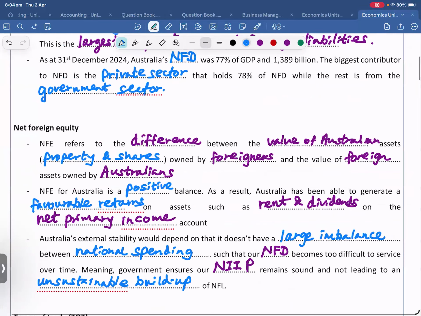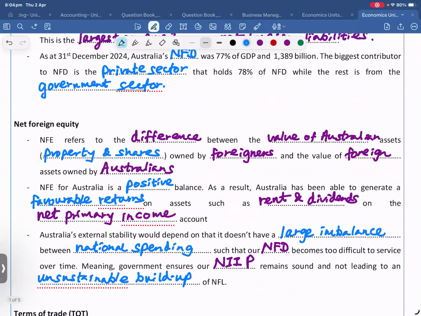What is that? Net foreign equity is how much equity Australians own in the rest of the world. We can invest money in the rest of the world. All of us can invest. We can buy properties, maybe in Sri Lanka, right? We can buy properties in the US, or we can buy US shares.